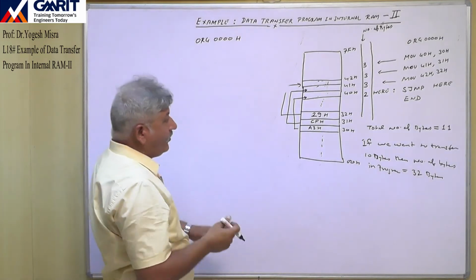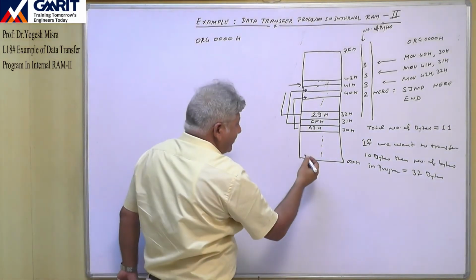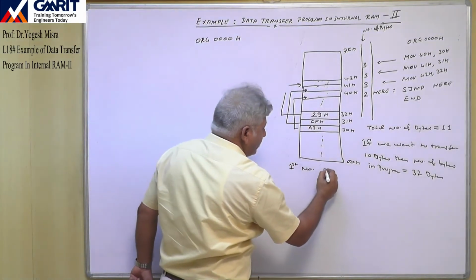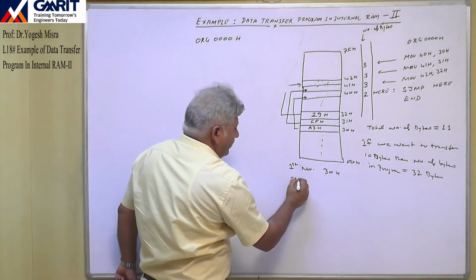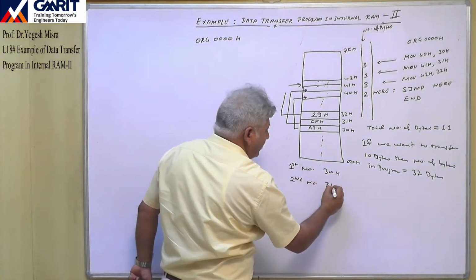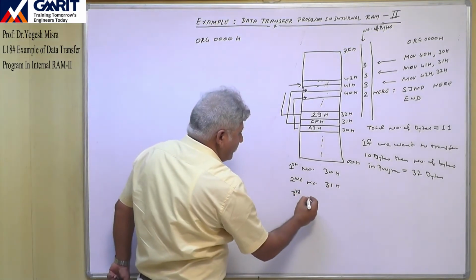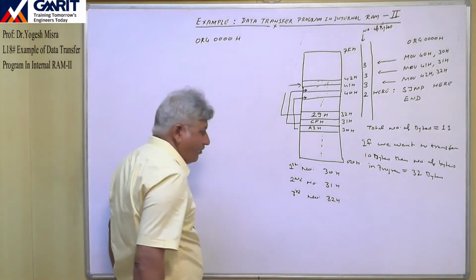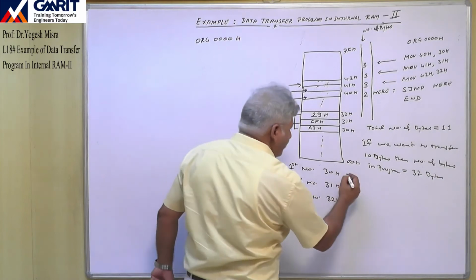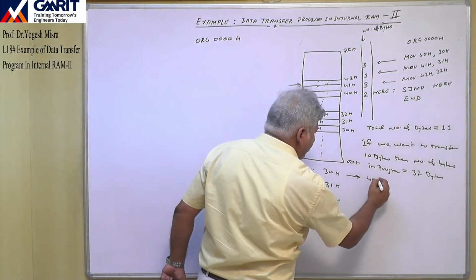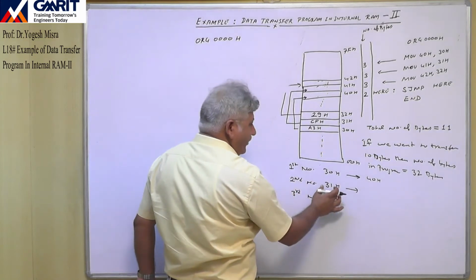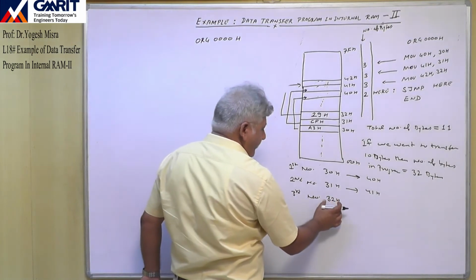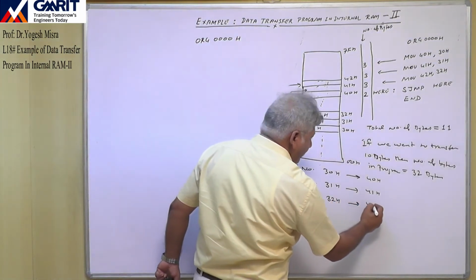Now what we will do, our 3 bytes are there. So our first number is at location 30H, second 8-bit number is at location 31H, and third number is at location 32H. So whatever number is there at 30H, that has to be transferred at location 40H. Whatever is there at 31H, that has to be transferred at 41H. And whatever 8-bit number is there at 32H, that has to be transferred at 42H.